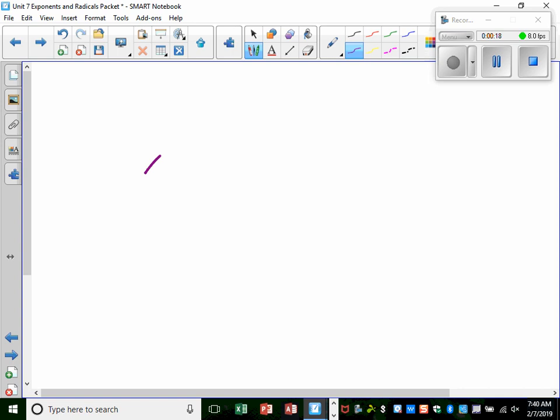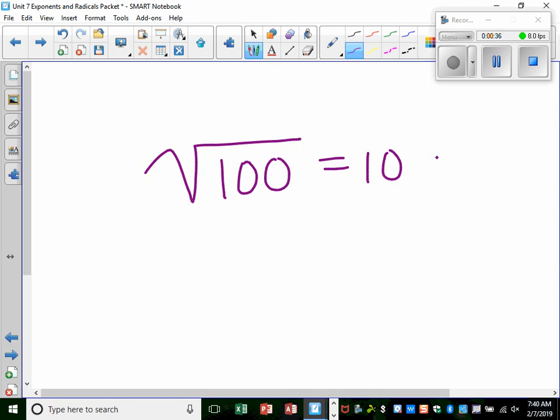So we're used to seeing the square root of 100, and everyone knows that the square root of 100 is what? Sorry, my board was frozen. We're used to seeing the square root of 100, and we say the square root of 100 is 10. Okay, it could also be negative 10. Is that a true statement? Because isn't negative 10 times negative 10 also positive 100?